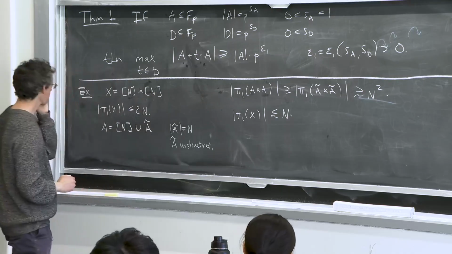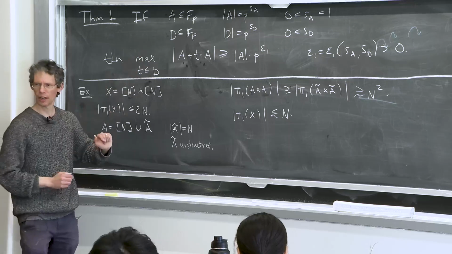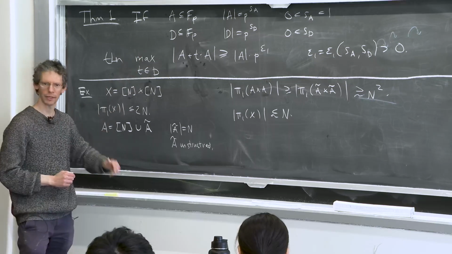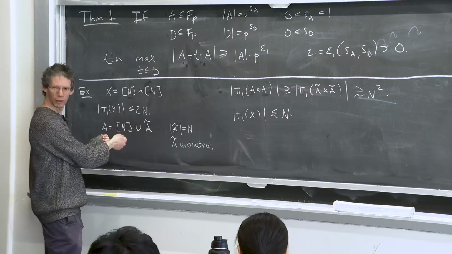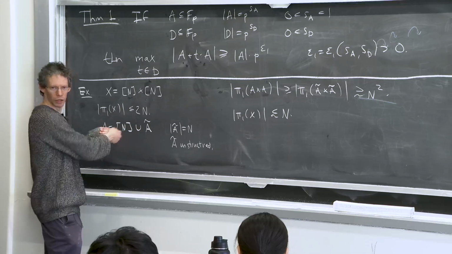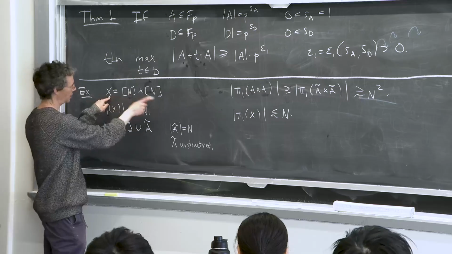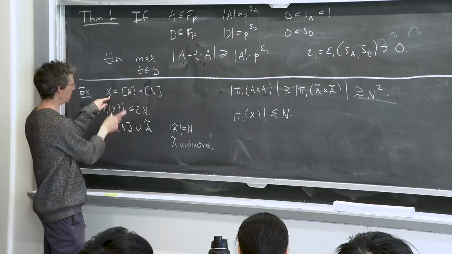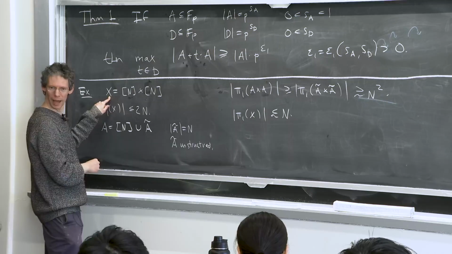But this example is not such a problem for our strategy, because in this example, we just should have chosen the set A smaller. We could choose A as we like. We could choose a smaller set A, so that with the smaller choice of A, just these guys, X would be A cross A. And then we would be happy.